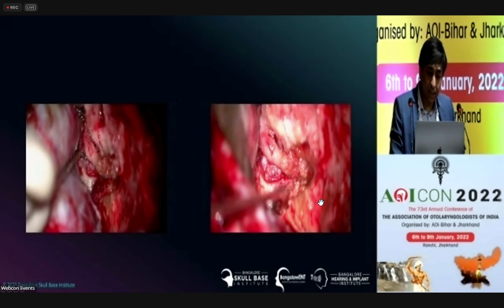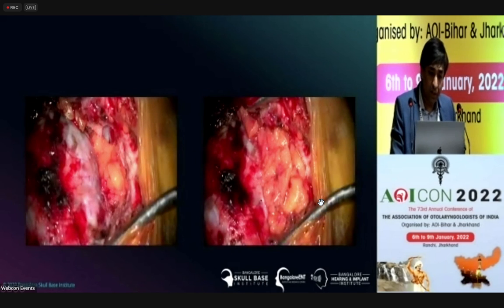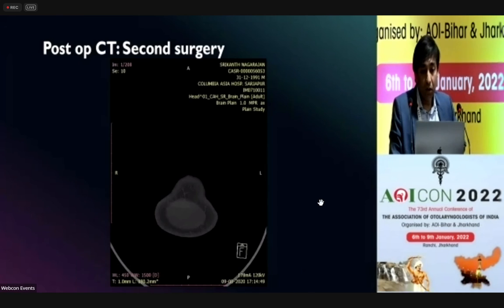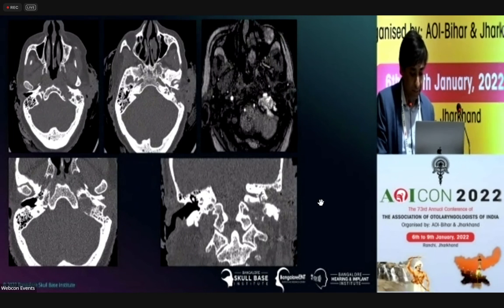Okay. So this is the petrous remnant which was finally removed, and then we put fat and close the cavity. Again, this is post-surgery results after the third stage. Okay. So yeah, finish. I'm going to quickly show one more case and then we'll wind up.